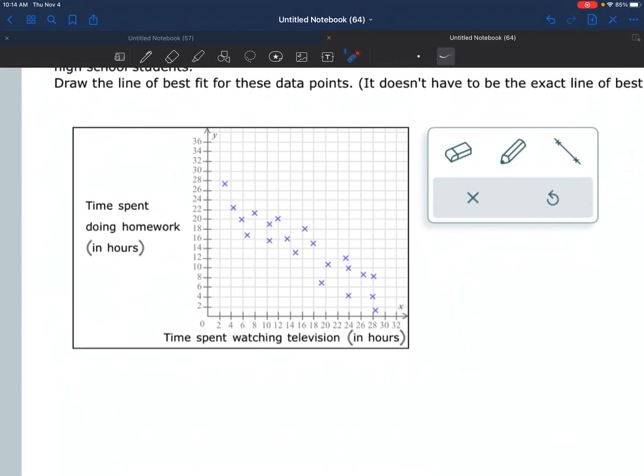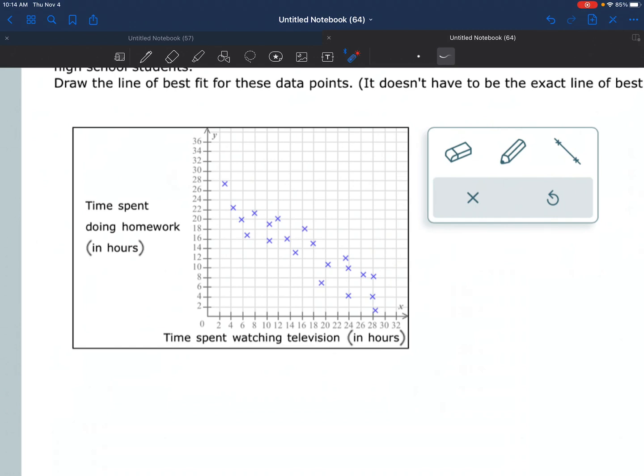So what's happening the more time you spend watching television? Hours of homework done. Right? Listen, I had a conversation with someone about this last hour. They were asking me about their grade, and I was like, well, how much time did you spend playing video games last night? Yeah, what do you think happened? Less homework done in my class. Okay? Yes. So, here's what we're saying. On this, it's not even necessarily asking you to be concerned with that. It's just asking you to draw a line of fit.